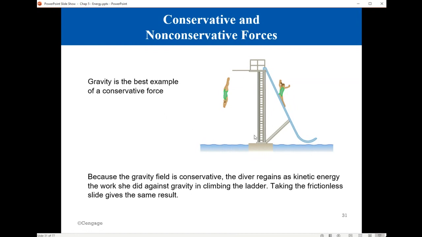Now, we don't care whether it is along this path or along this path, as long as there is no friction. The assumption is that this is smooth, with no friction. So the change in the energy for this round trip or for this round trip will be zero. Always when you have such a situation, the force is called a conservative force. The gravitational field is called a conservative field.